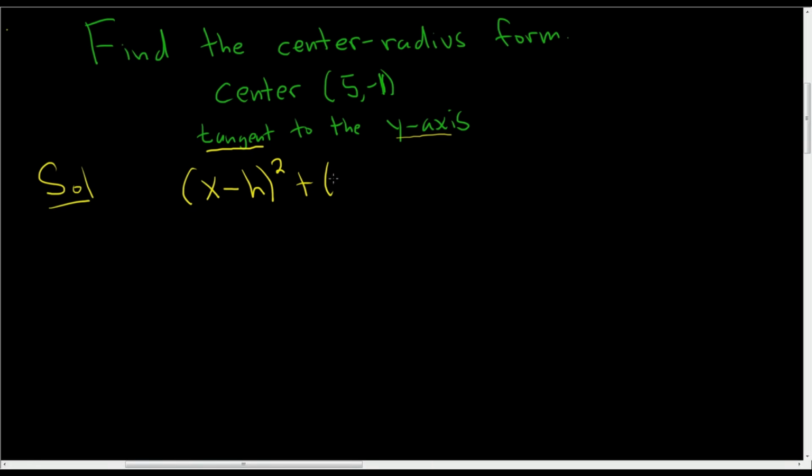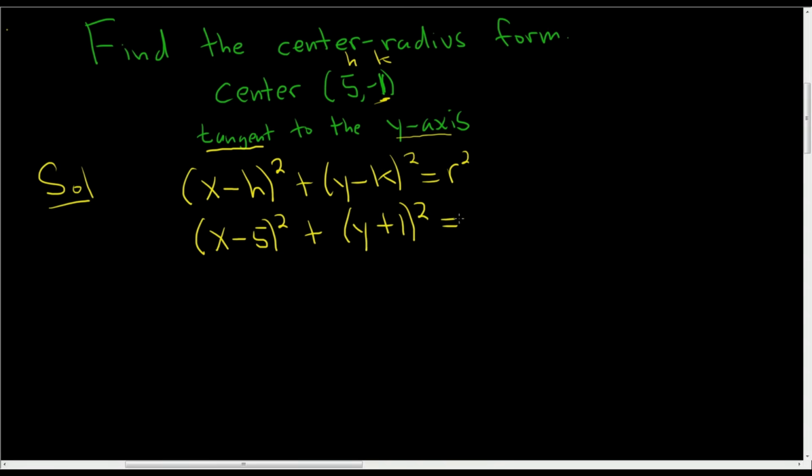So it's this, right? x minus h squared plus y minus k squared equals r squared. And we do have the center, so we can certainly plug that in. This is h and this is k. So that should be x minus 5 quantity squared plus, and then y minus negative 1. Negative and negative is a positive. So you get y plus 1 squared equals r squared. Okay, so now we need to find r squared, or r.